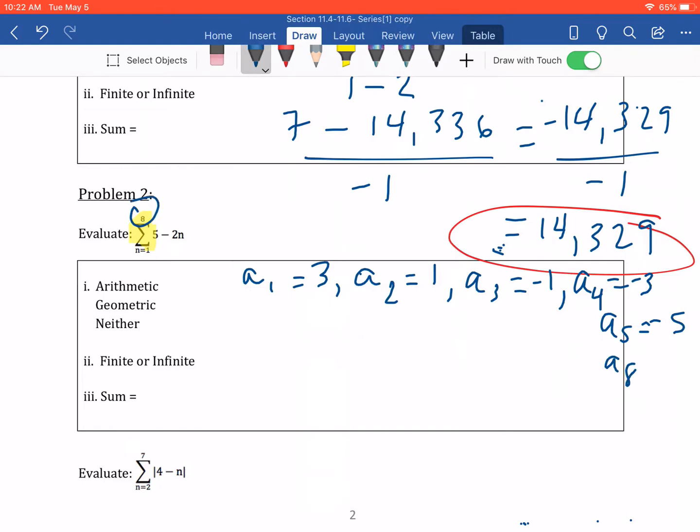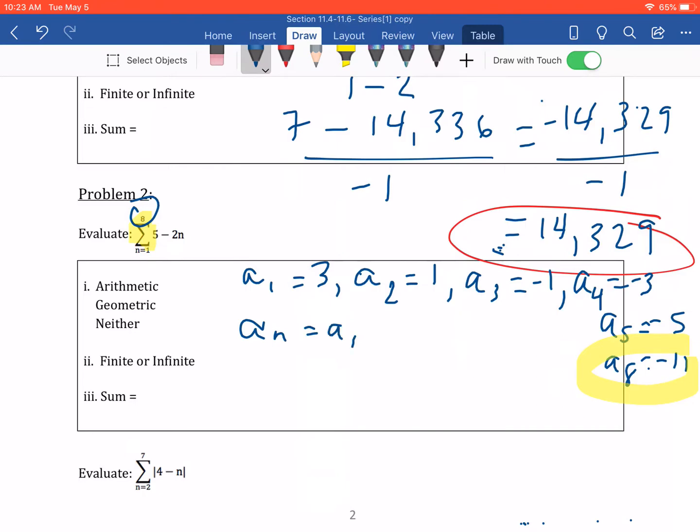is a negative 5. And if I do a sub 8, because it is telling us to go to 8, a sub 8 equals 8 times 2, which is 16. 5 minus 16 is a negative 11. And so that value we get because it is telling us to go to 8. There are 8 numbers in that series.